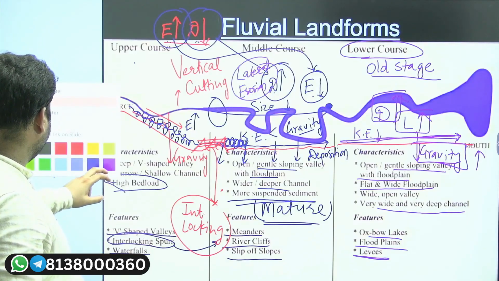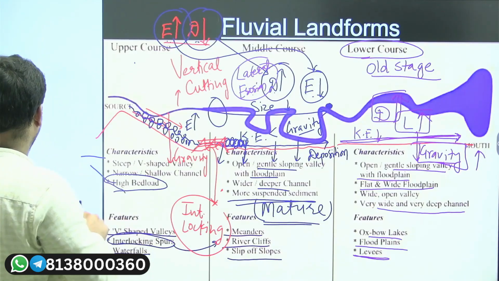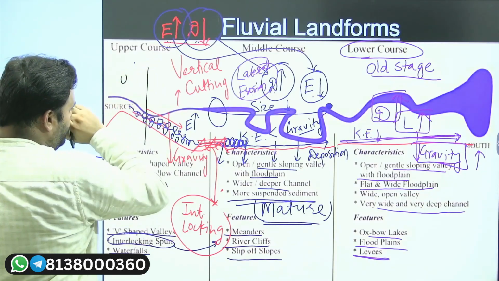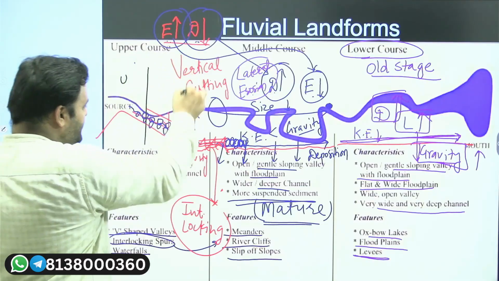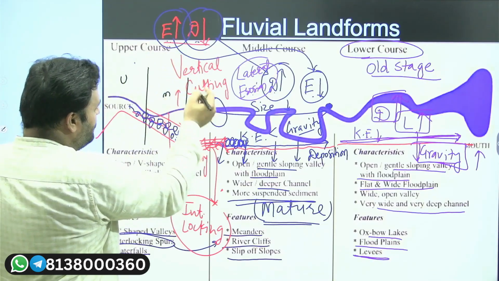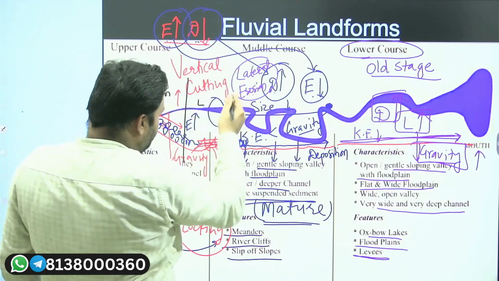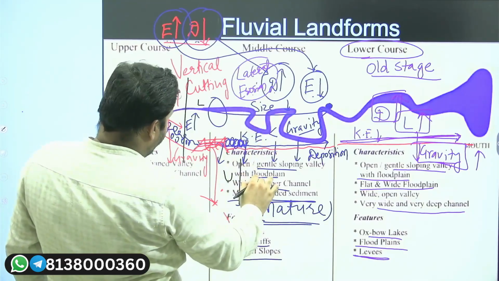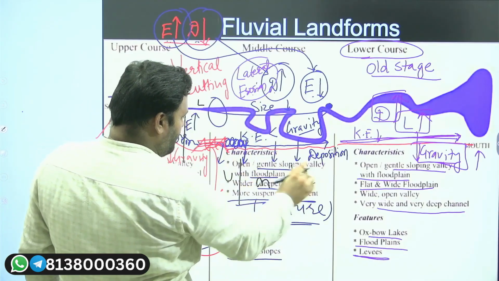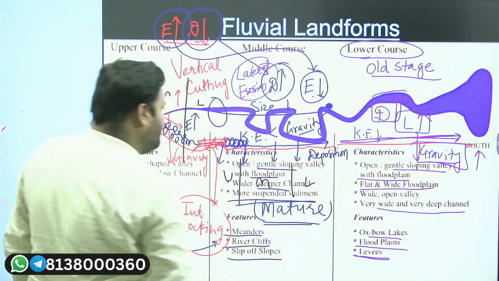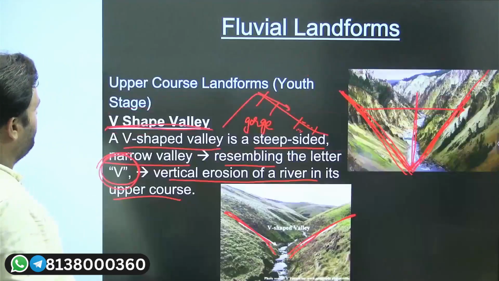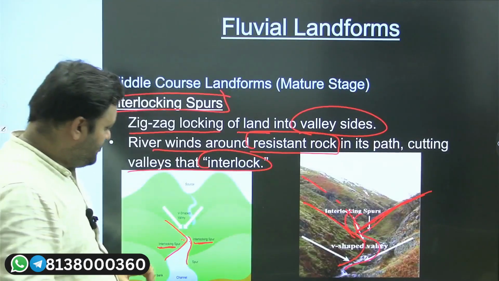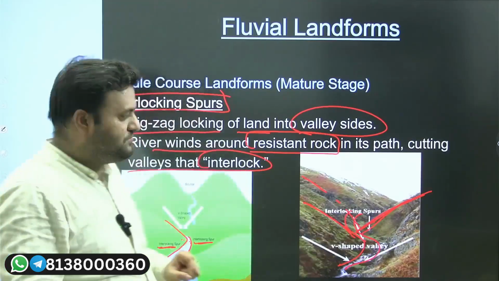Here I can further classify it in this way. This is the upper course of the youthful stage. This is the middle course of the youthful stage. This is the lower course of the youthful stage. This can further be classified into upper, middle and lower, upper, middle and lower, in this way. So here we have our interlocking spurs.